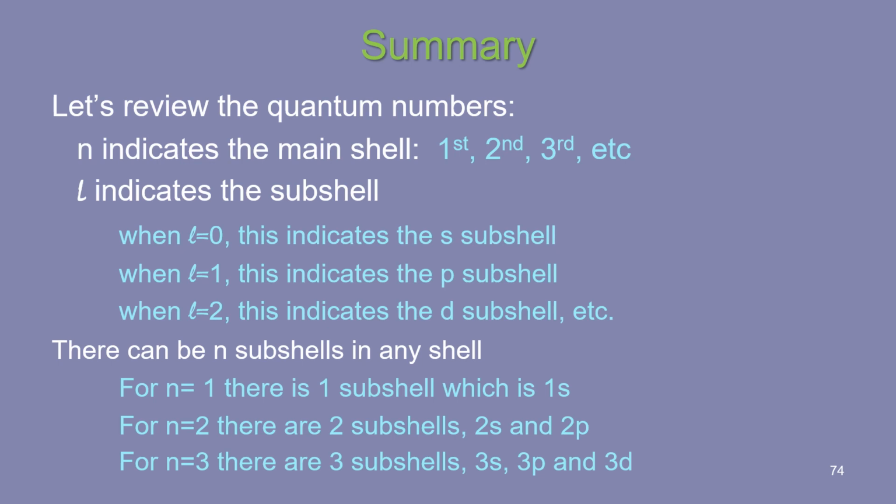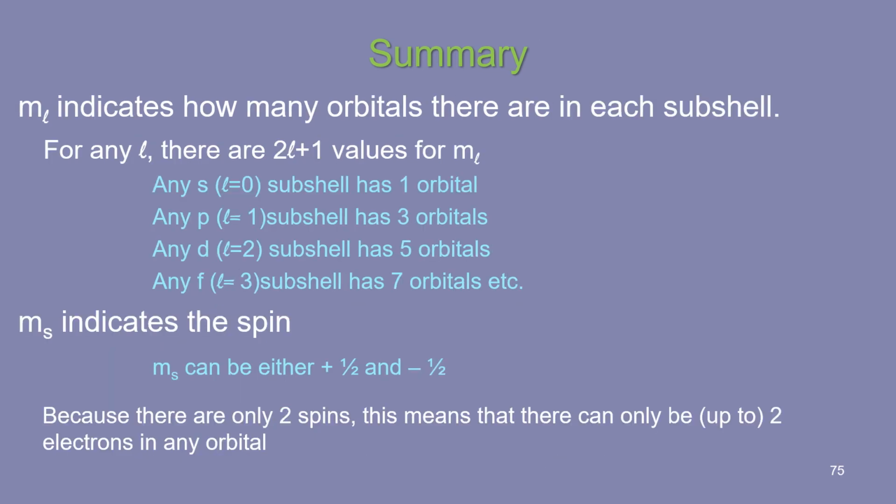So on n equals 3, we've got the three subshells. N equals 4, we have the four subshells, and so forth. Remember that m sub l actually indicates how many orbitals there are in each subshell. So for any l, there are 2l plus 1 values, meaning s has 1 orbital, p has 3 orbitals, d has 5 orbitals, f has 7 orbitals, g will have 9 orbitals, and so forth.